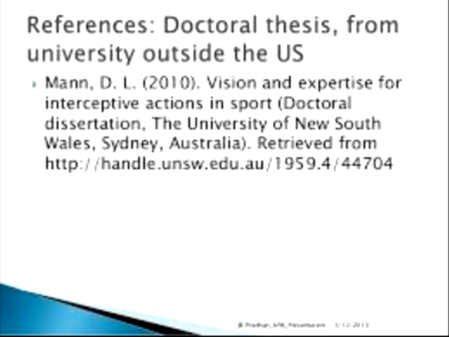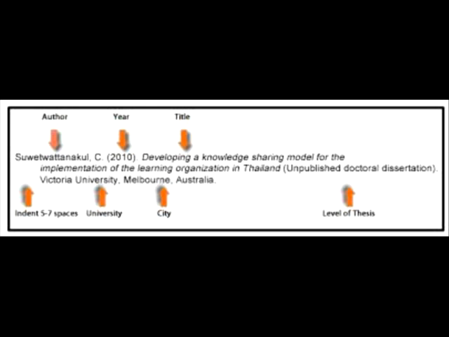Close the bracket, and retrieve from online sources. By searching and browsing, we have to give the URL, then write retrieved from and write the URL. Now there is one more example: author, and year, title, after the title. This is an unpublished doctoral dissertation. That's why in parentheses write unpublished doctoral dissertation, close the bracket, then university name, Victoria University, Melbourne city, and Australia is the country.